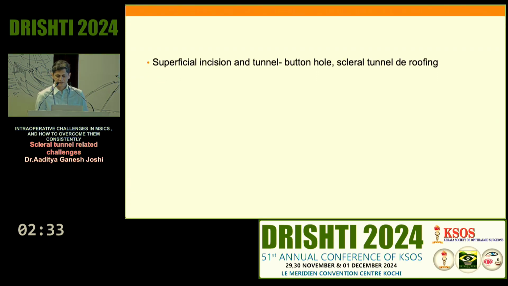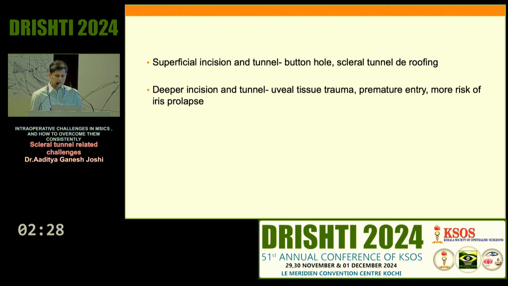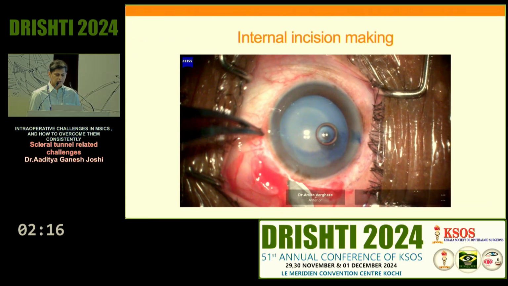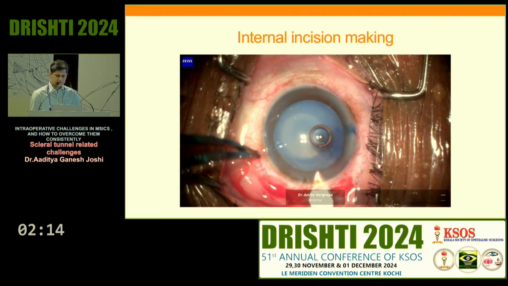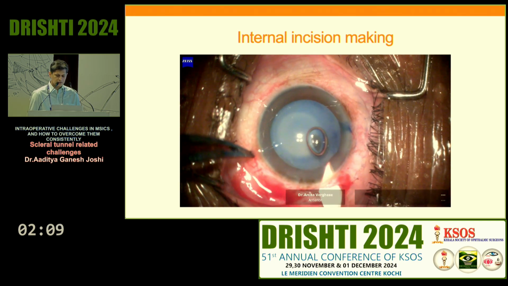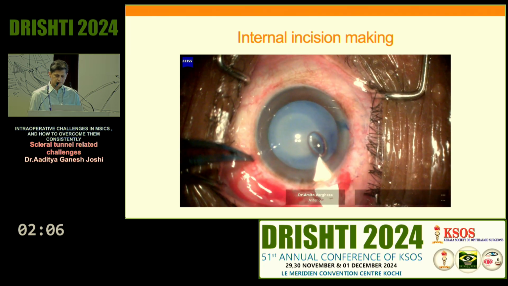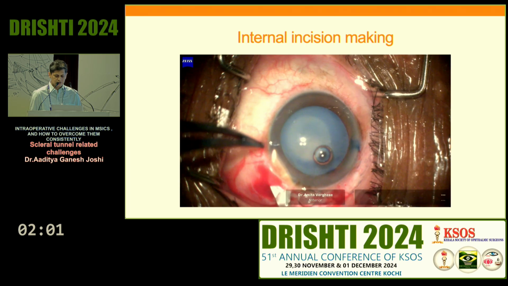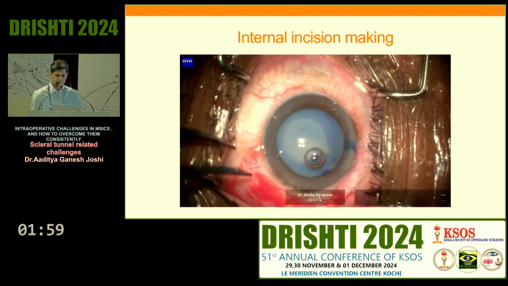So superficial tunnels can cause buttonholing and scleral tunnel deroofing, but the deeper ones can sometimes lead to uveal tissue trauma. We can have a premature entry, which will cause leaking wounds, and there will be more risk of iris prolapse. For the internal incision, the globe should be firm enough with a viscoelastic inside. The keratome should be quite sharp, and then we have to dip into the internal plane we have made, and then dip into the anterior chamber. The knife should be parallel to the iris plane.